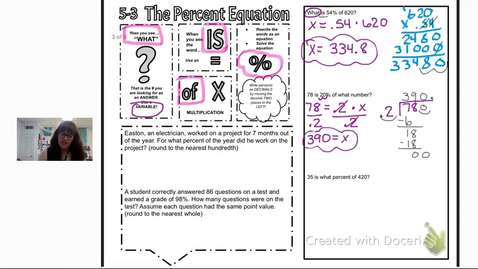So it said 78 is 20% of what number? Well, 78 is 20% of 390. So 390 there is my whole, 78 is my part, and then 20 would be my percent. Okay, next one.